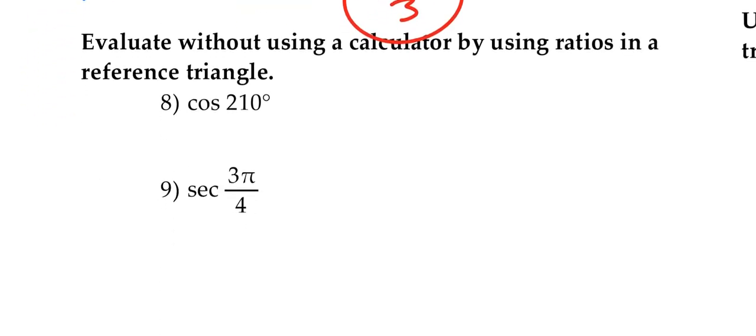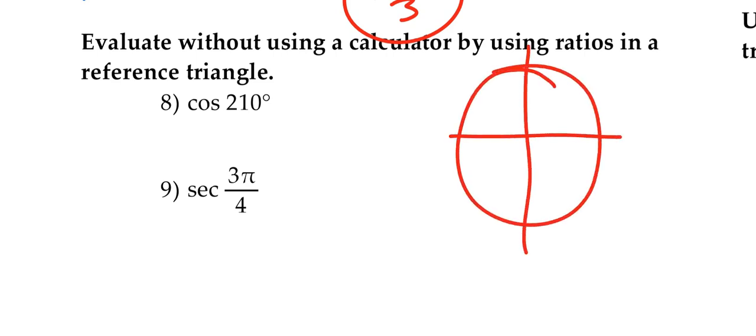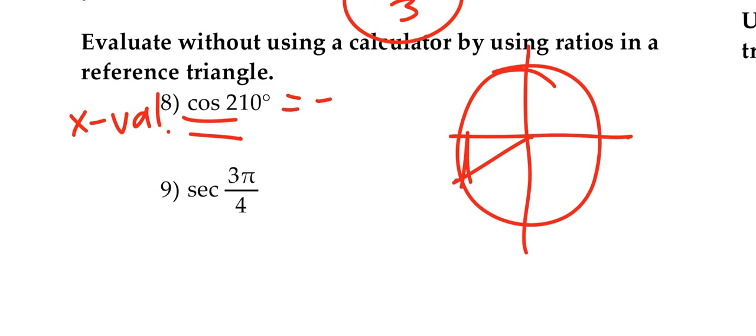Evaluate without using a calculator by using ratios in a reference triangle. Cosine 210. Why would I need to do that? Why don't I just look at the circle and tell you what the cosine of 210 is? It's an x value, right? Yep. We got an x value, and we're out towards the edge of the circle on the negative side. That is negative radical 3 over 2.